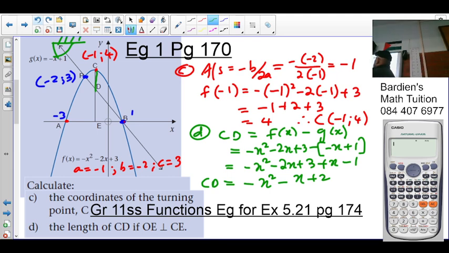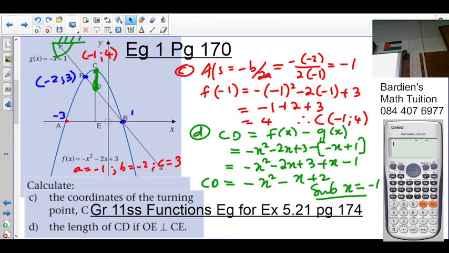This is what we call the algebraic expression for this line CD, or the distance between the parabola and the straight line, provided the parabola is on top of the straight line. You guys understand? But did they ask us for the algebraic expression, or did they ask us for the length? The length, the value. Calculate the value. So what is your x value on this line? You're going to substitute x is equal to minus 1.